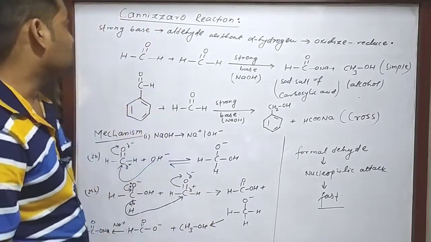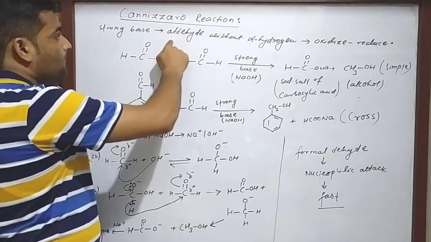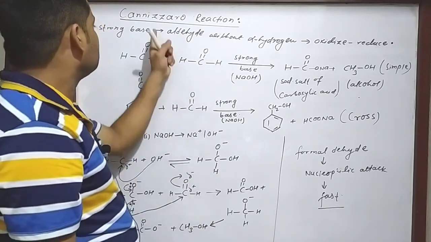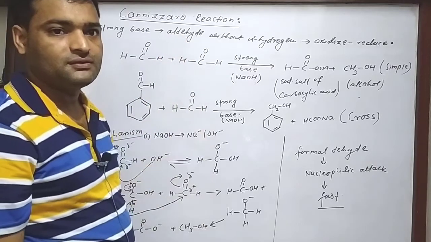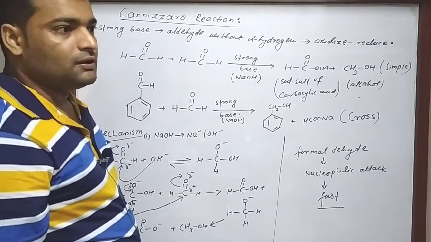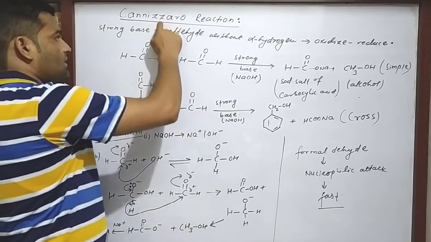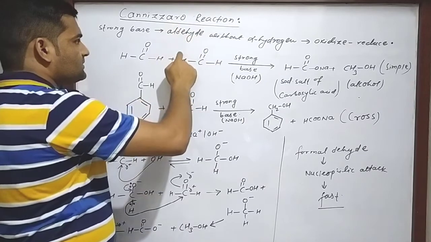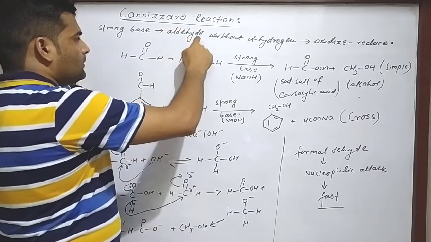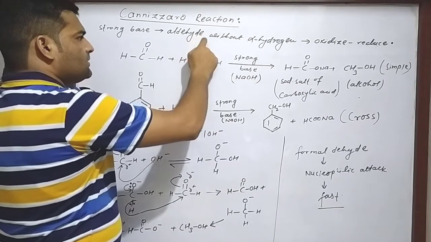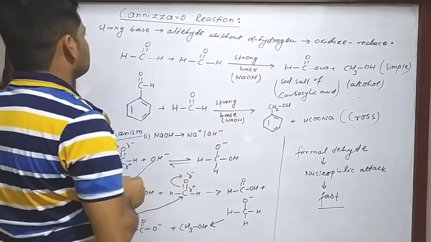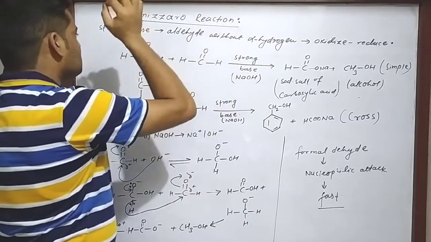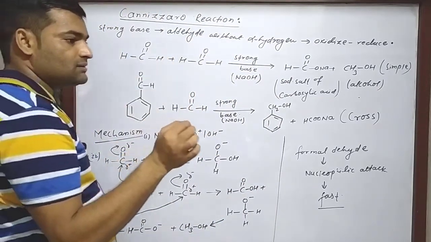In this video we are discussing the Cannizzaro reaction, and first see aldol condensation. There is my video about aldol condensation, and now come to the Cannizzaro reaction. This Cannizzaro reaction takes place where the aldehyde doesn't contain alpha hydrogen, and aldol condensation takes place when the aldehyde or ketone contains alpha hydrogen.